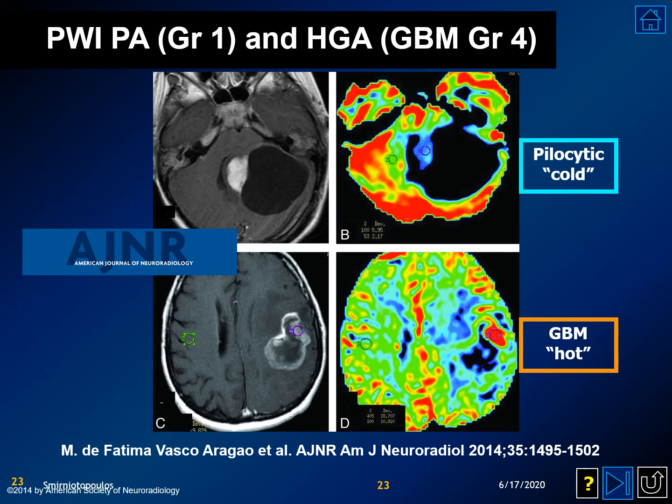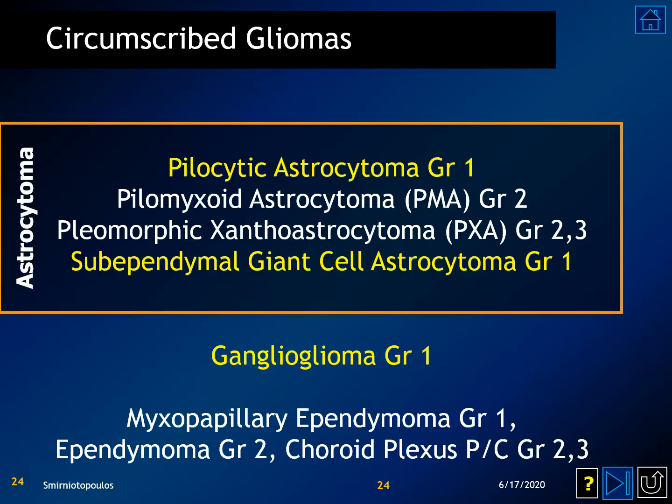If we look at the difference between a pilocytic astrocytoma and a glioblastoma, we can see that while both of these lesions enhance, perfusion imaging is typically cool or cold in the nodule in a pilocytic astrocytoma, but it's going to be hot in the solid portions of a glioblastoma multiforme.